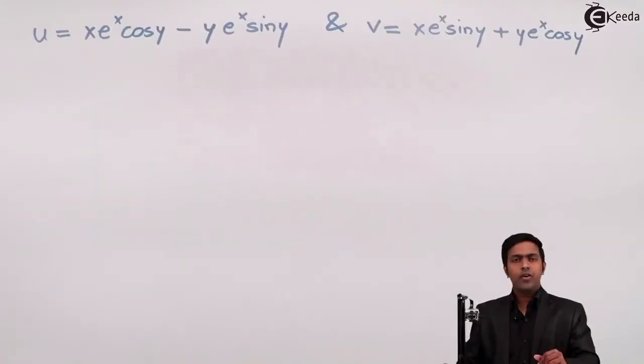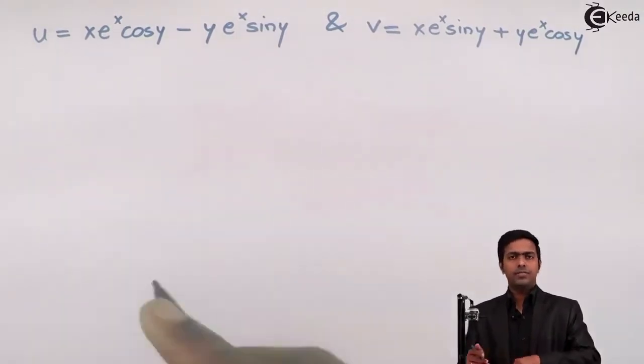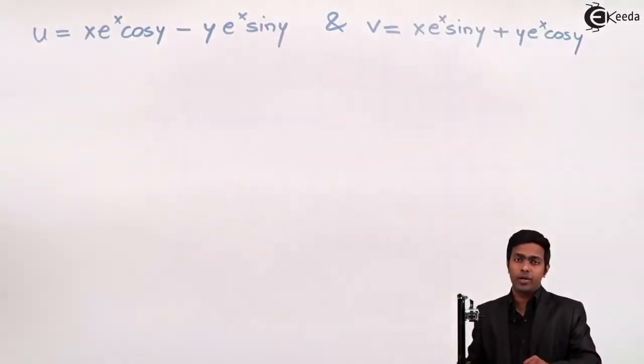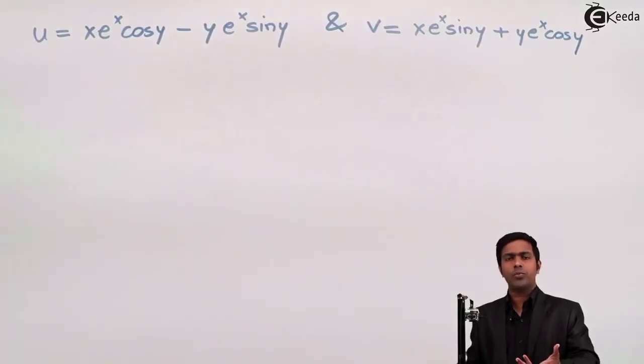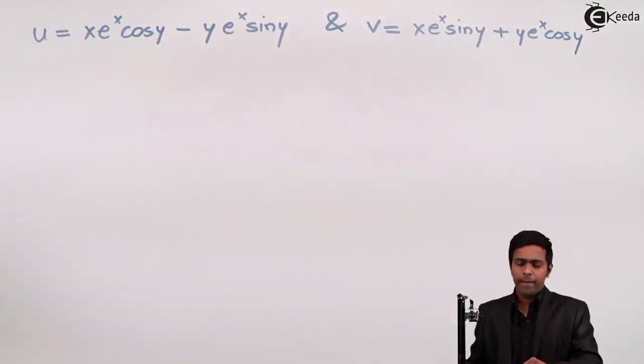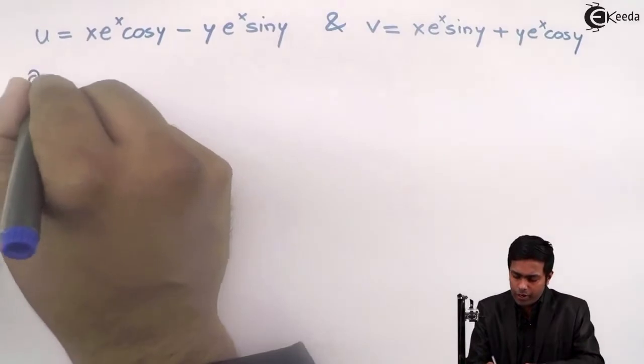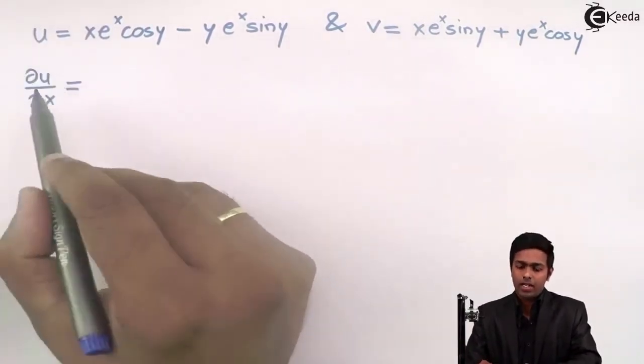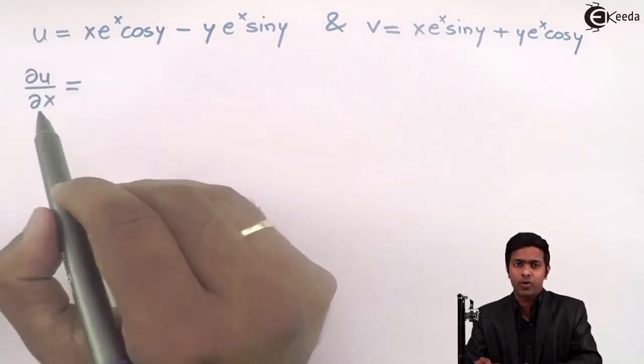Now, after this, we have to prove the Cauchy-Riemann equations from u and v. So what is the Cauchy-Riemann equation? The first equation is dou u by dou x is equal to dou v by dou y. For that, we need to find dou u by dou x and dou v by dou y. So here I'll find the value of dou u by dou x first. Now dou u by dou x is nothing but partial differentiation of u with respect to x.